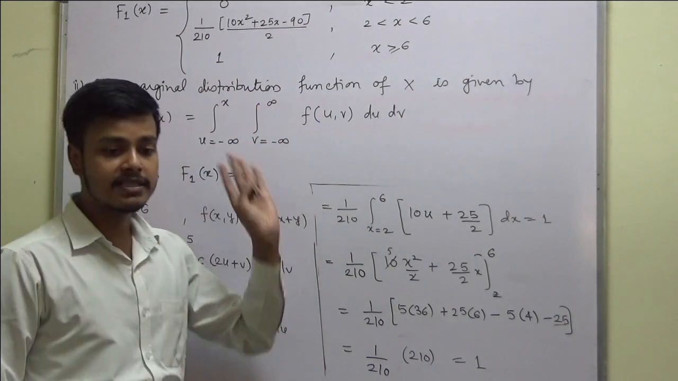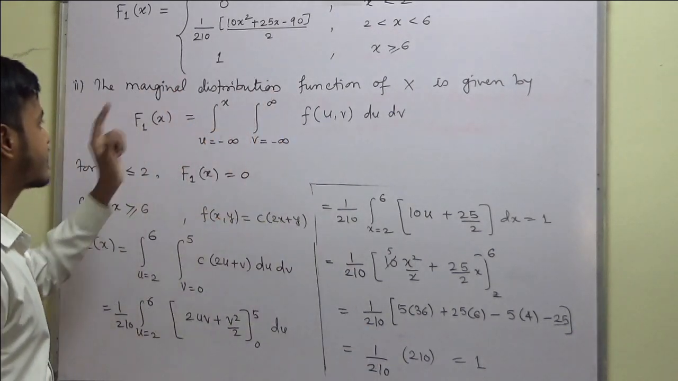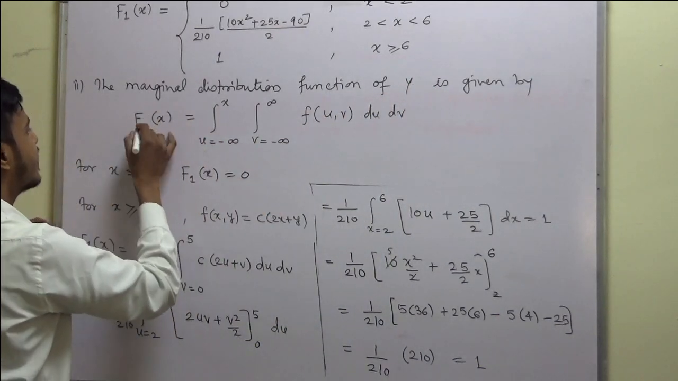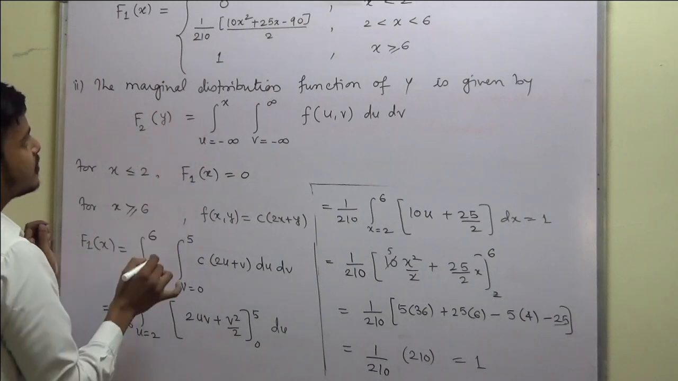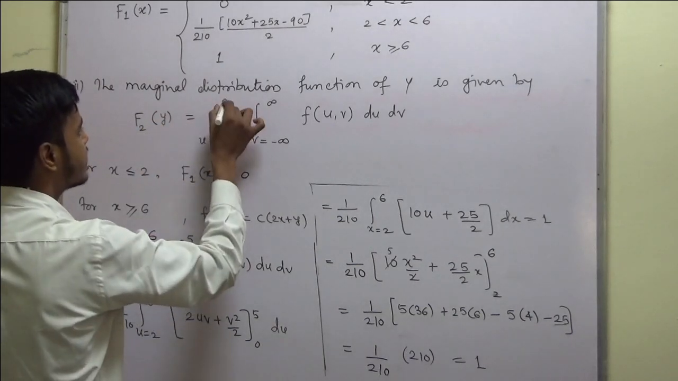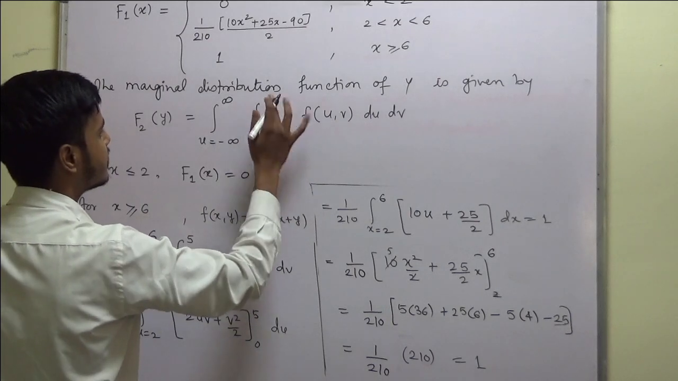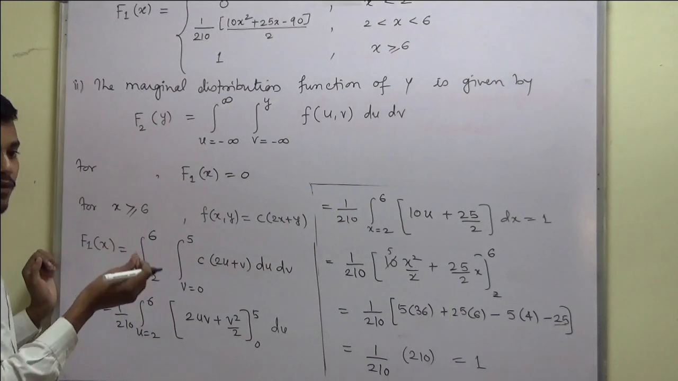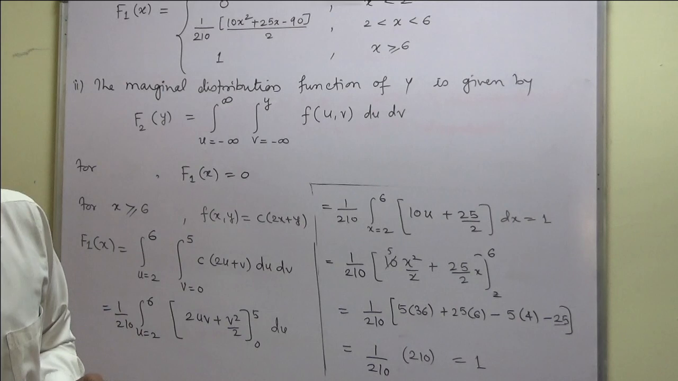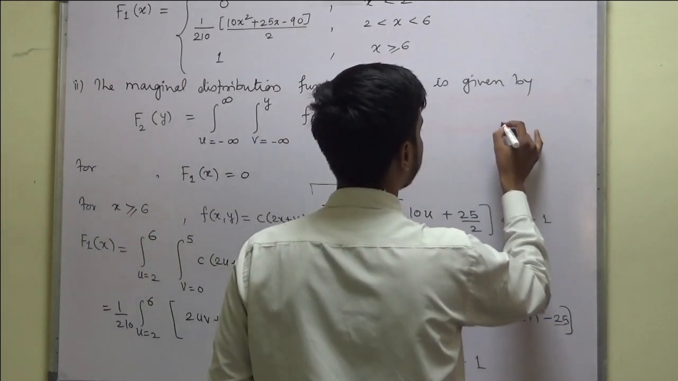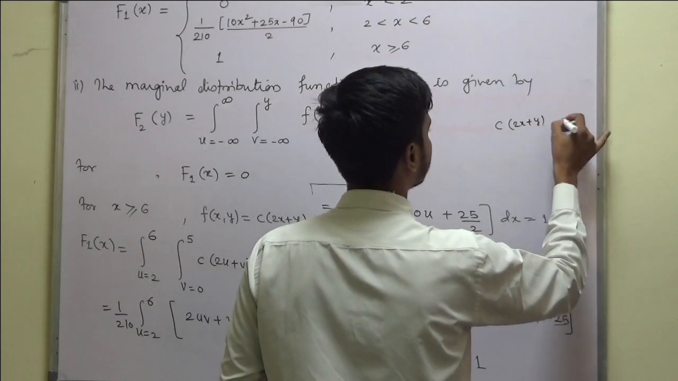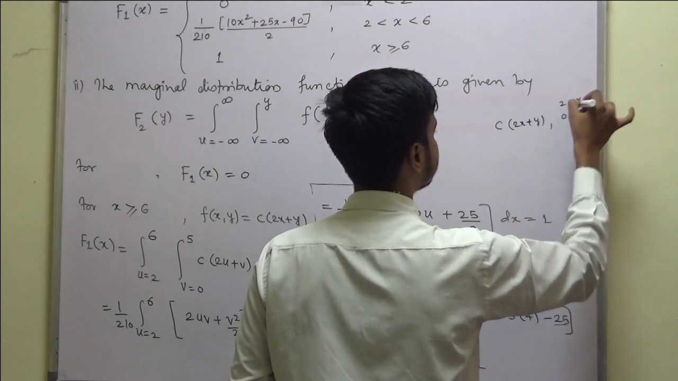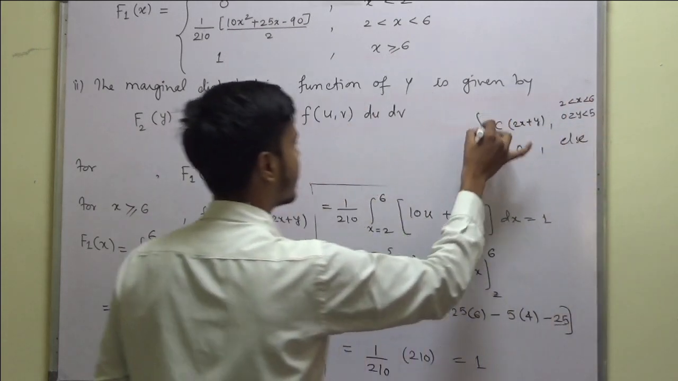This is just the marginal density function of x. Now we'll find the marginal density function of y, given by f2 of y. F2 of y is the integration from minus infinity to infinity of f of u, v du. So what is the range for y? We have problem C: c times 2x plus y for 0 less than y less than 5 and 2 less than x less than 6, and 0 else. So we have this function.